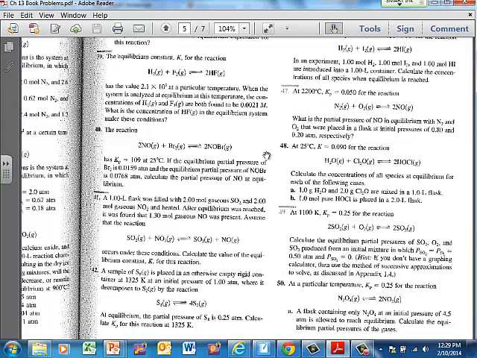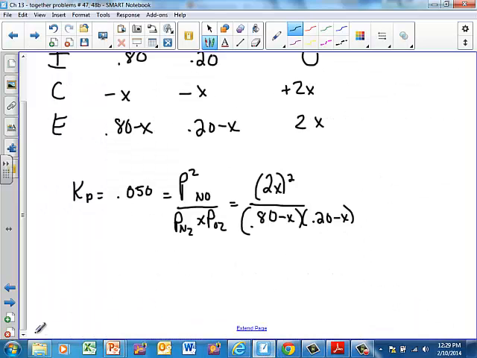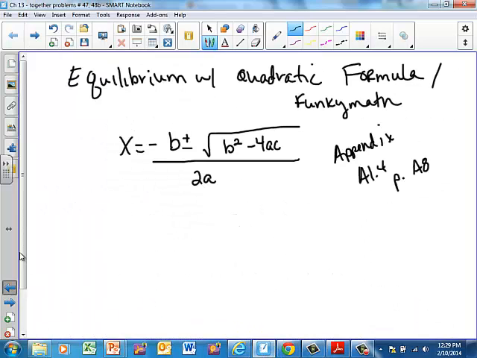Now, again, the only reason they're telling us the temperature is that K's are temperature dependent. It wants to know the partial pressure of nitrogen dioxide in equilibrium with N2 and O2 that were placed in a flask at initial pressures of 0.80 and 0.20 atm respectively. Okay, so if I come down here, let's get back to this one here.